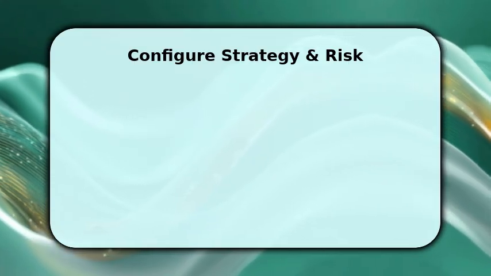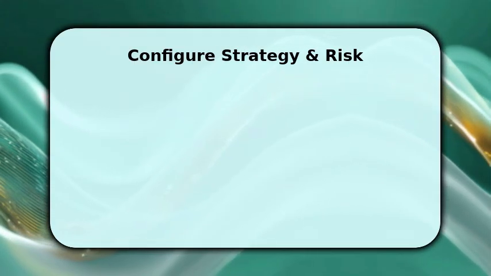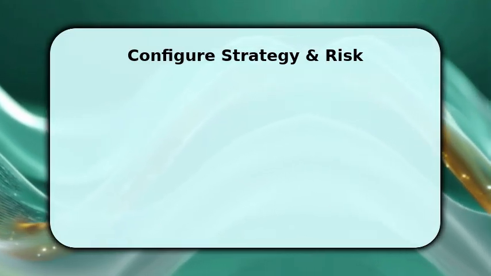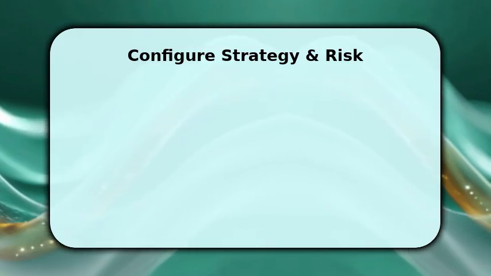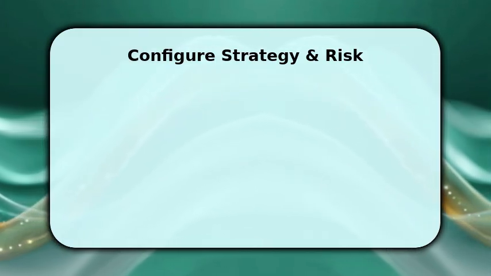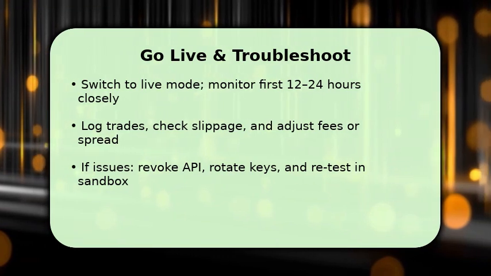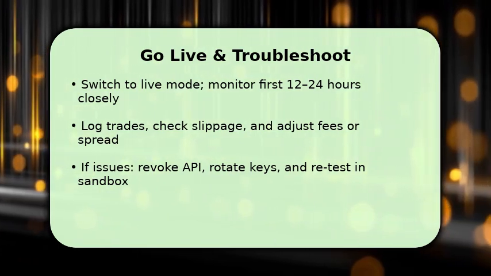Once configured, enter your API credentials into the bot, enable test or sandbox mode to simulate live action, and run a backtest across the last 30 to 90 days to validate. When you switch to live, start small and watch performance for the first 12 to 24 hours so you can catch execution errors or unexpected behavior.